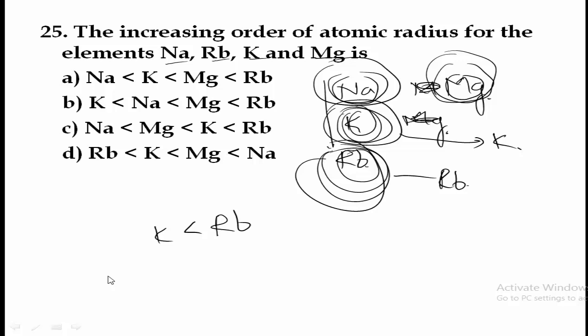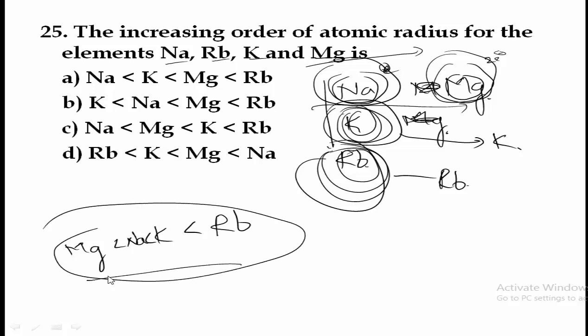If you see here, sodium has only one electron, and magnesium has two electrons. As we move along the period, atomic size decreases, so magnesium's size decreases. That's why among these two, magnesium has the smaller size and sodium has the larger size. So the correct order is magnesium is lesser than sodium, is lesser than potassium, is lesser than rubidium.